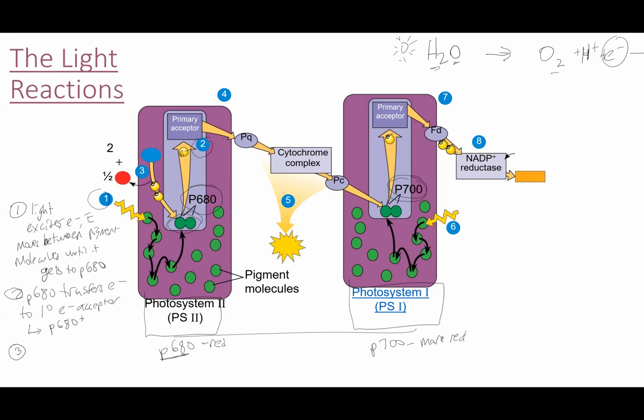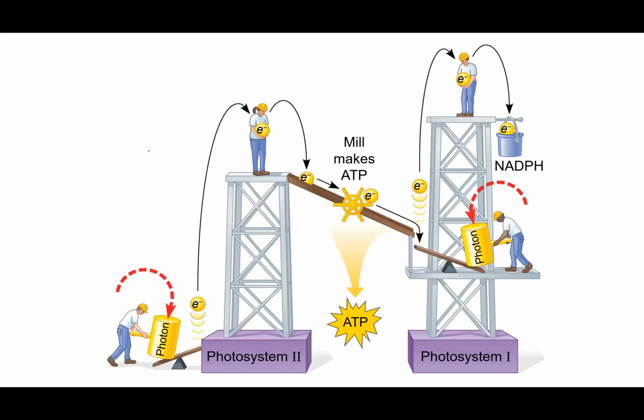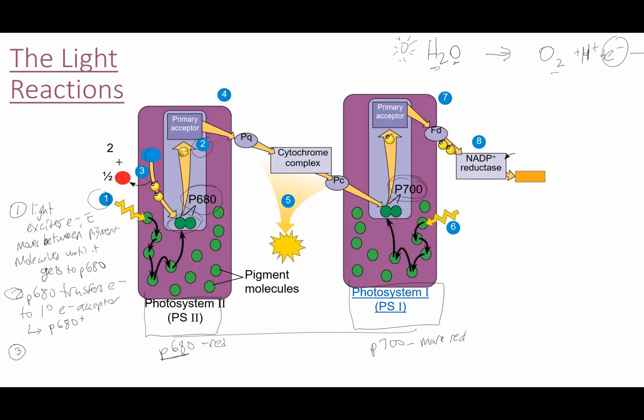In step 3, you can see over here, water is going to be split. What's going to make this reaction happen? Because what makes every reaction happen that we talk about? What is always the answer? Enzymes. So there's an enzyme that's going to split water into hydrogen ions, electrons, and oxygen. So we're breaking up the water.